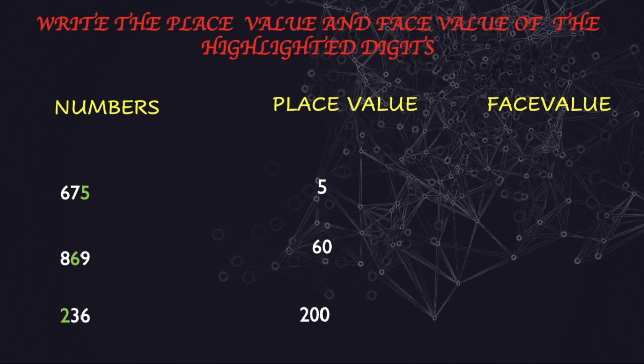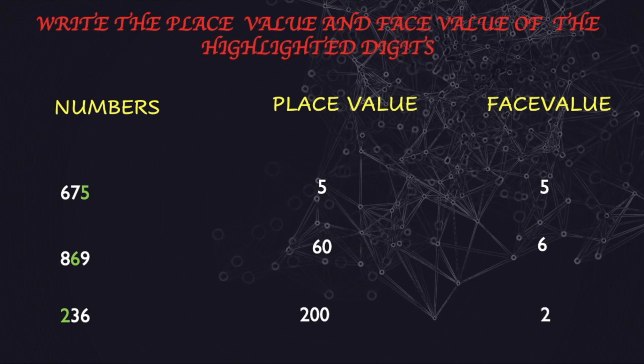Face value of a digit is the same as the digit itself. So, the face value of each digit in a number is the same as the digit itself. So, the face value of 5 is 5 itself. The face value of 6 is 6 itself. The face value of 2 in 236 is 2 itself.